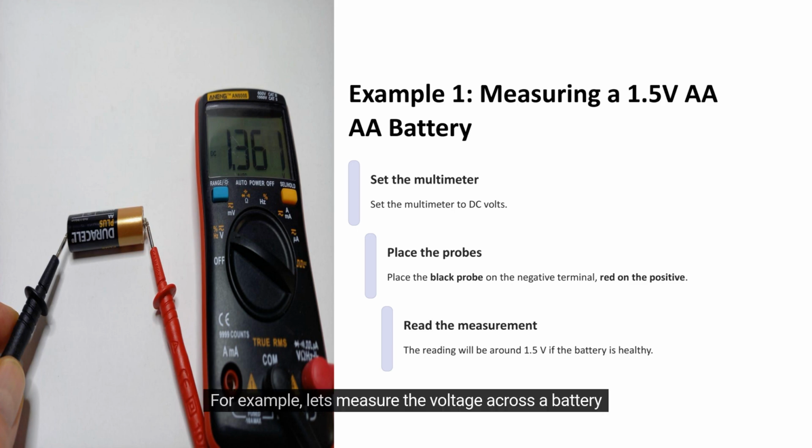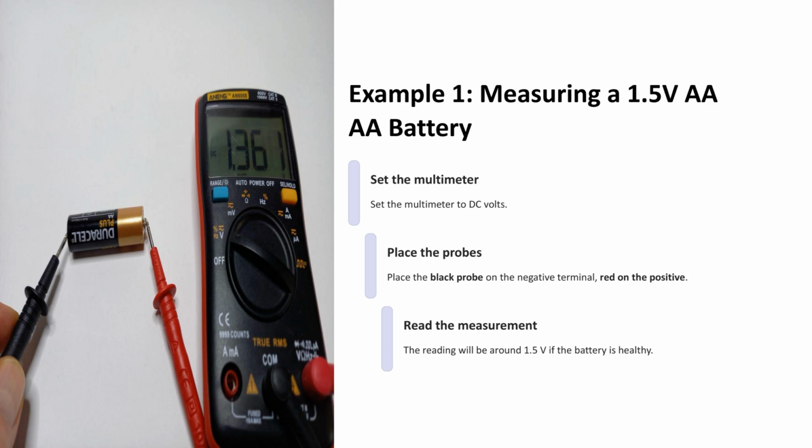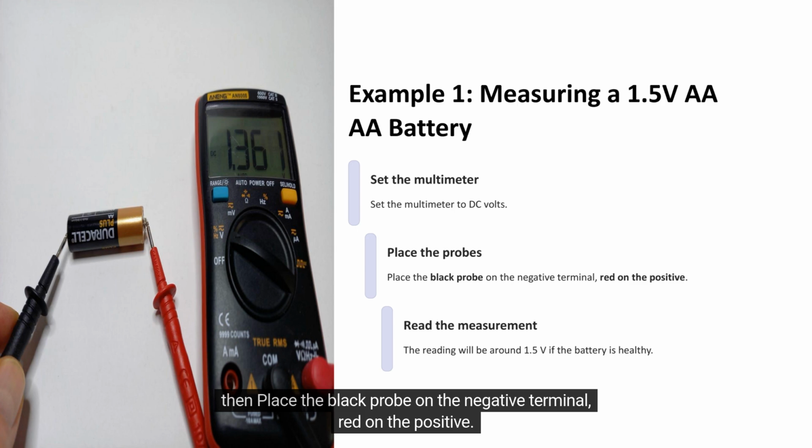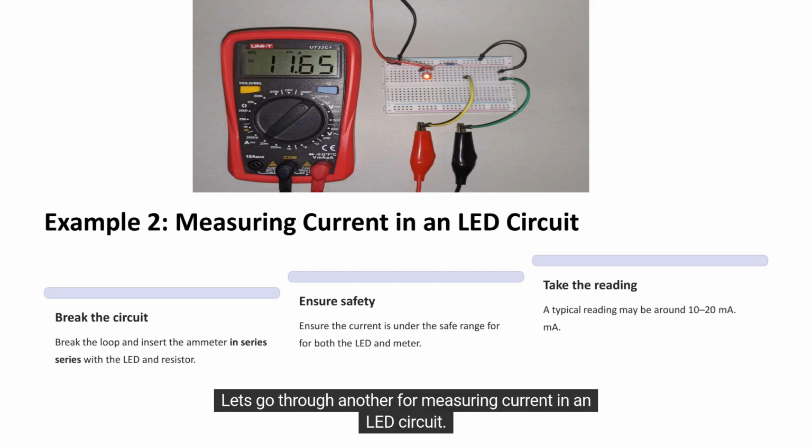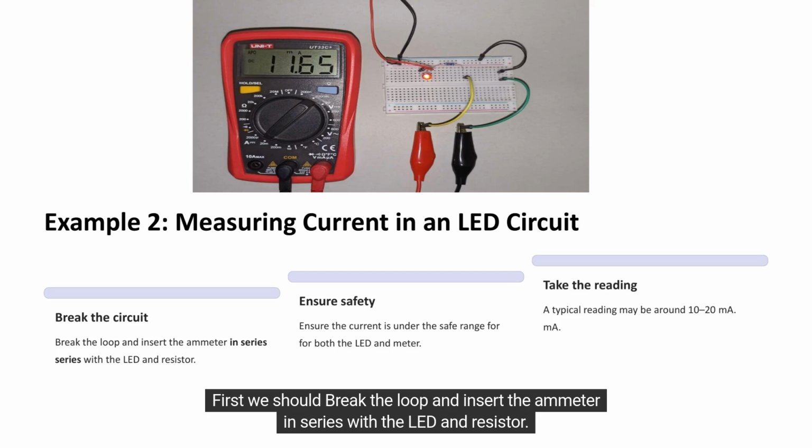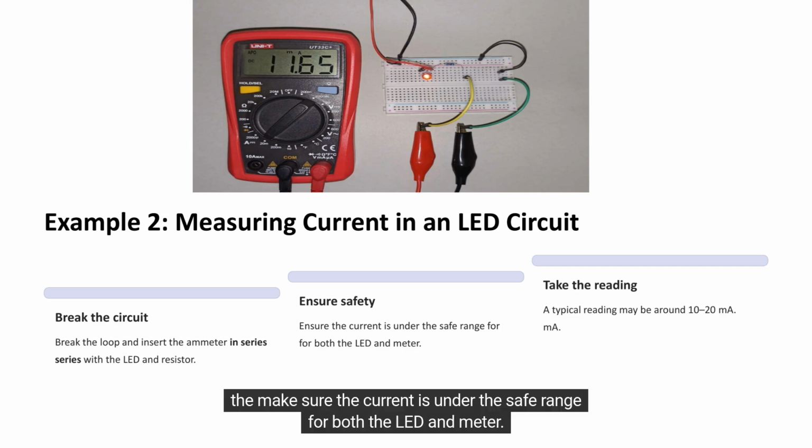For example, let's measure the voltage across a battery. We should set the multimeter to DC volts. Then place the black probe on the negative terminal, red on the positive. The reading will be, for example, around 1.5 V if the battery is healthy. Let's go through another example for measuring current in an LED circuit. First, we should break the loop and insert the ammeter in series with the LED and resistor. Make sure the current is under the safe range for both the LED and meter. In such a case, the typical reading may be around 10 to 20 mA.